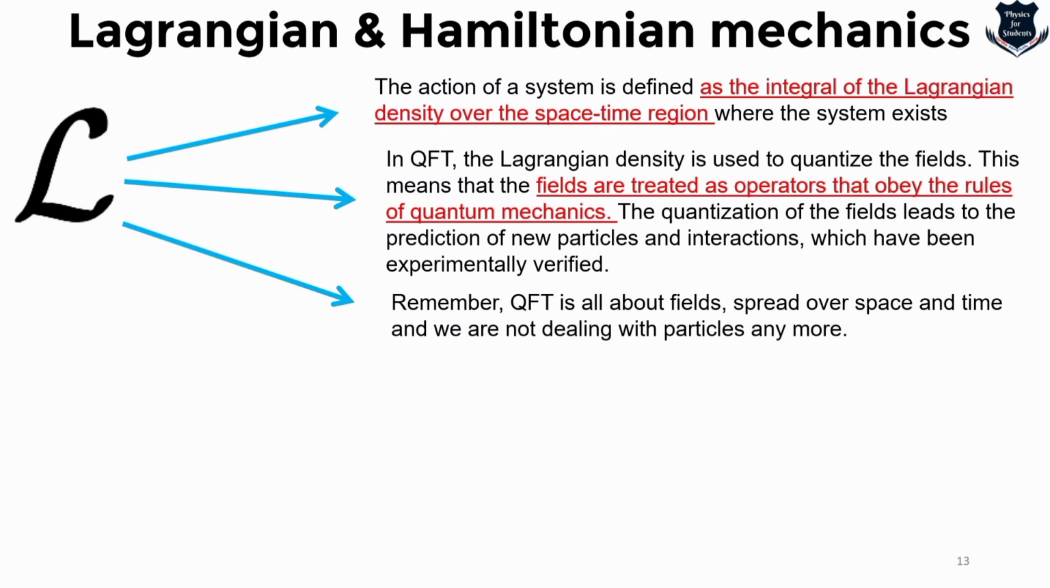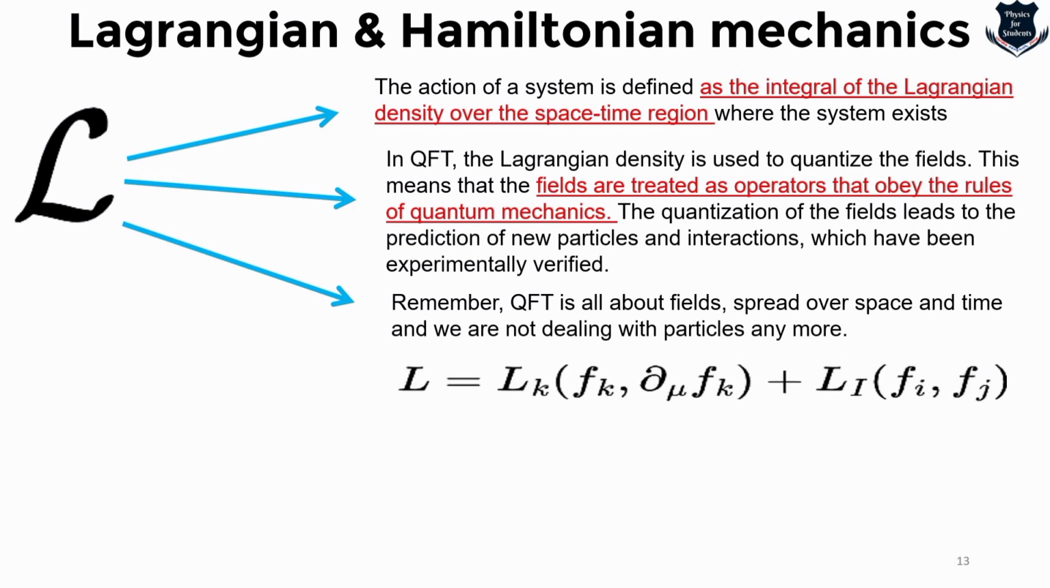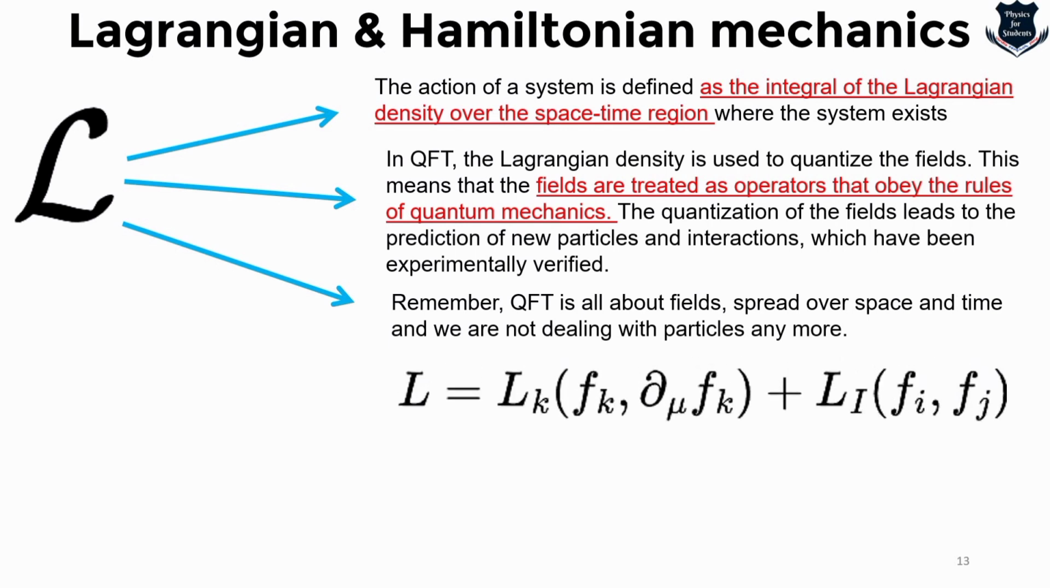Thirdly, we have to remember that QFT is all about fields. That was what I was telling you, spread over space and time, and we are no longer dealing with particles of any system. So if I take a kind of generalized coordinate of f and k, etc., then what this shows is basically the kinetic energy. The del mu is the partial derivative with respect to space-time coordinates, because we denote space-time by mu, and in general relativity by mu and nu.